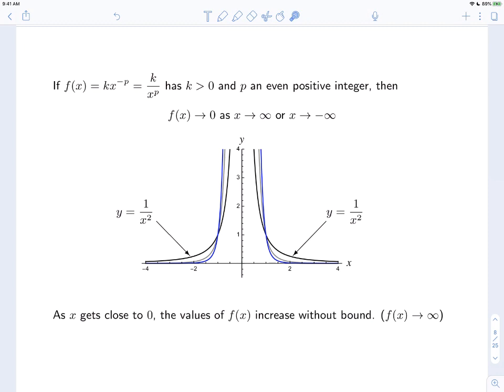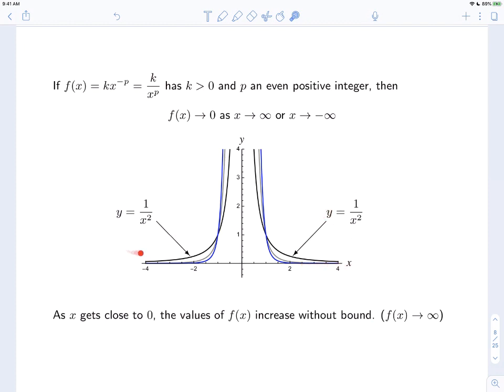In this case, as x goes to negative infinity or positive infinity, so if you're looking at the end behavior, as x goes to infinity or as x goes to negative infinity, you can see that the output values are going to 0. That's because you have the x to the p in the denominator. As x gets larger, x to the p is a larger and larger number, but it's in the denominator. So you're dividing by a very large number, and that's why you end up very close to the x-axis, because y is very small.